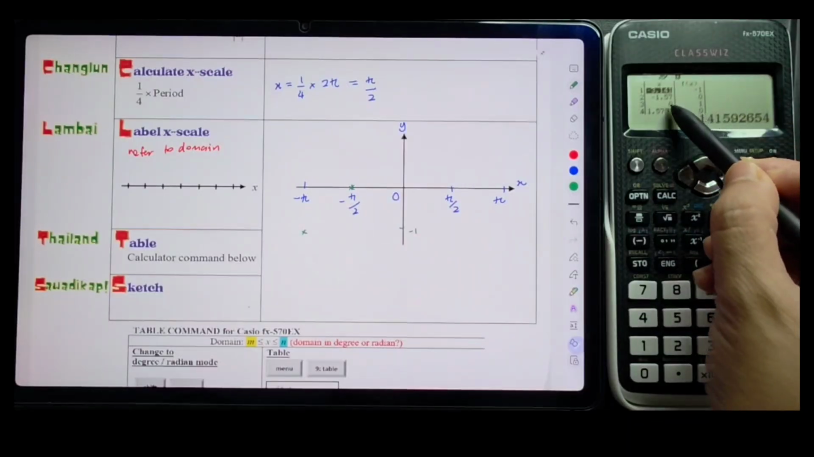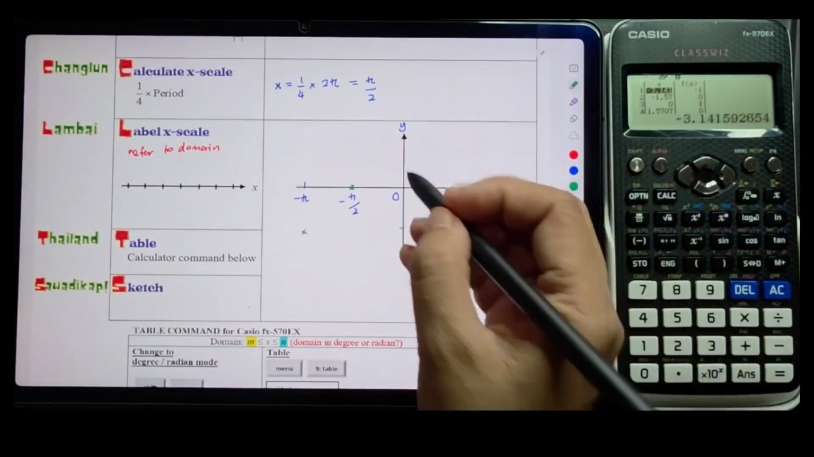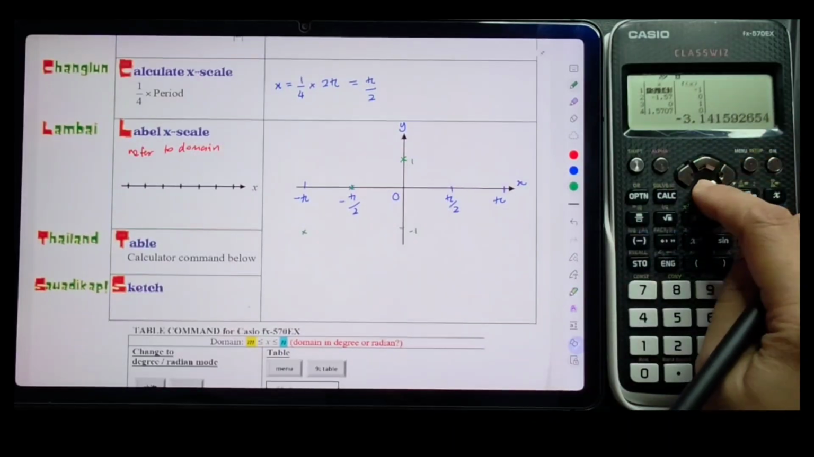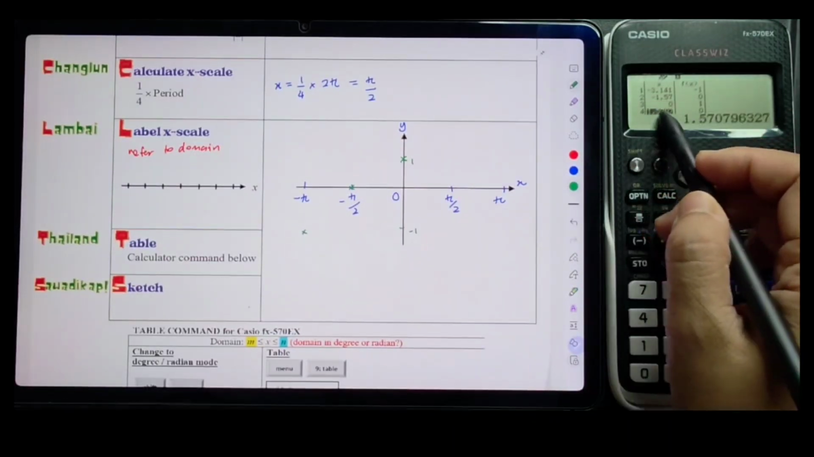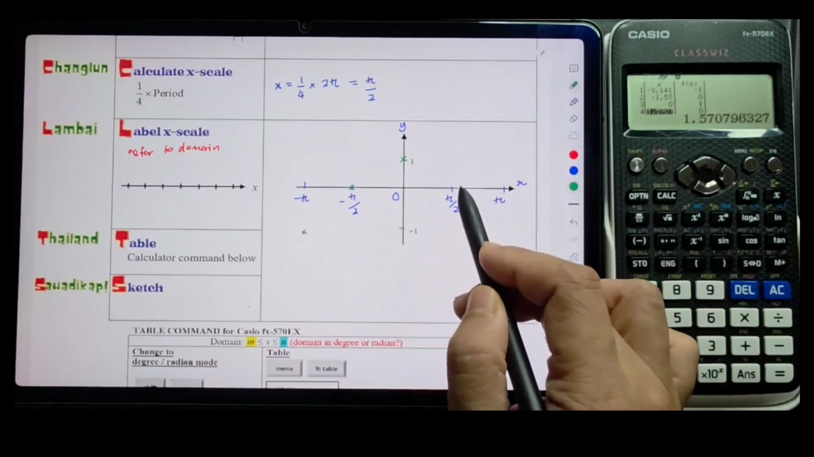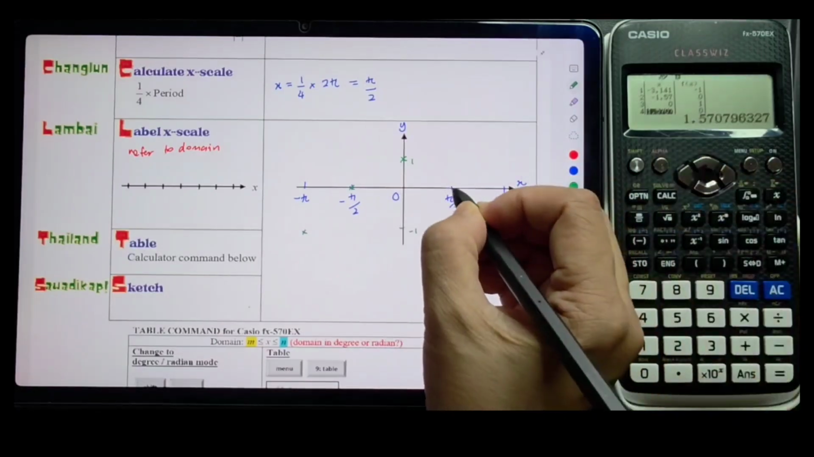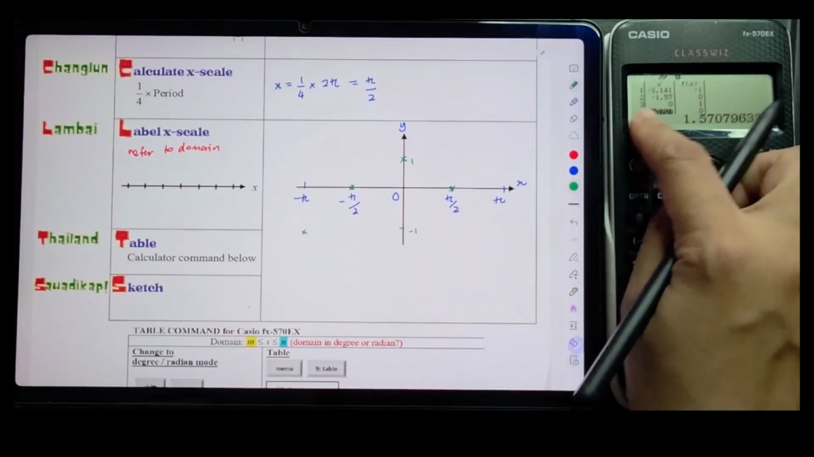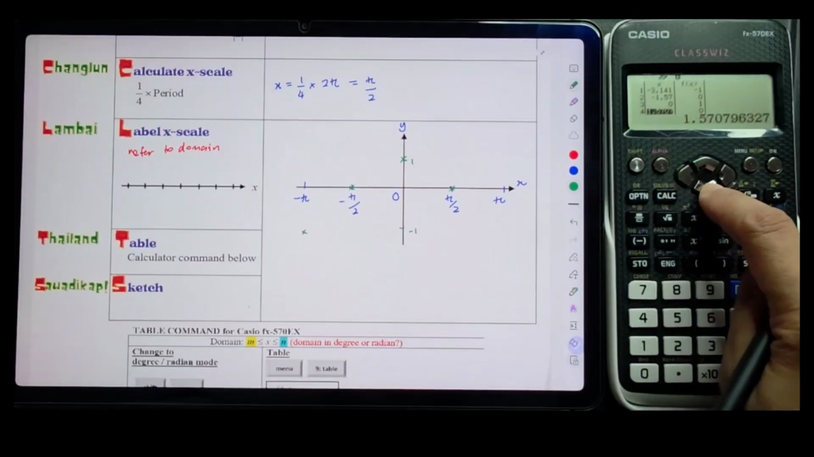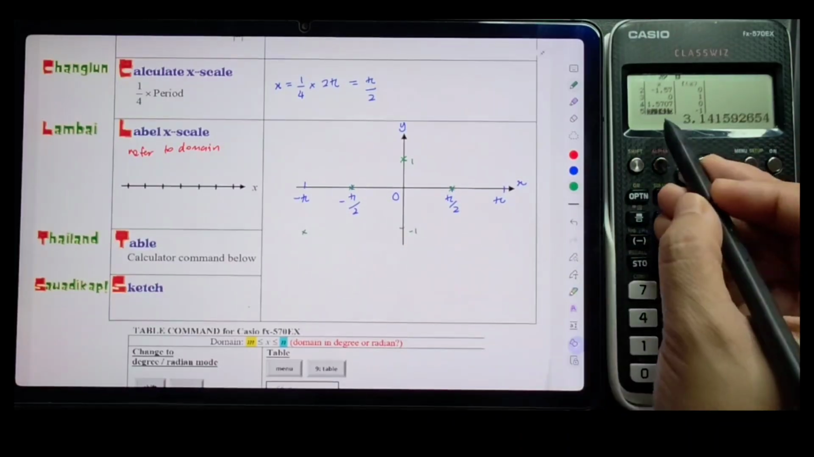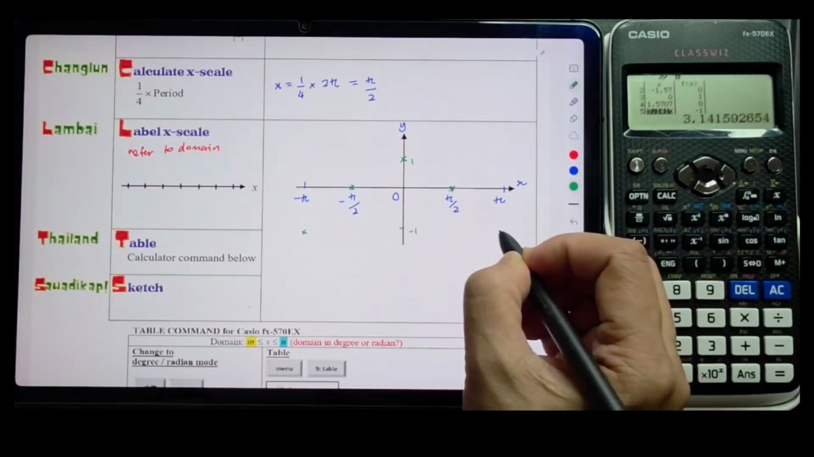Next, when the x value is 0, the y value is 1. Go downwards, the next value is when x is pi over 2, which is the next x scale, and the y value is 0. The last labeled x scale is pi, but it's not written on the calculator, so just go downwards. You will see the next x value, which is pi, and the y is negative 1.